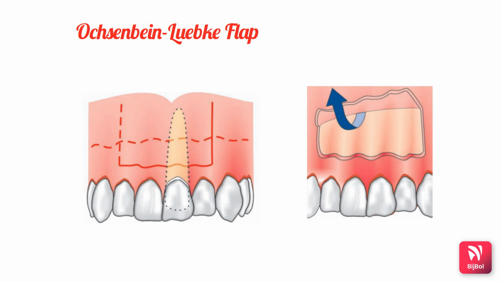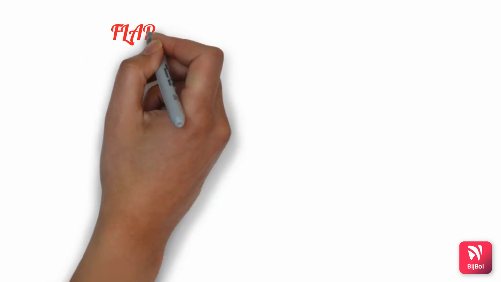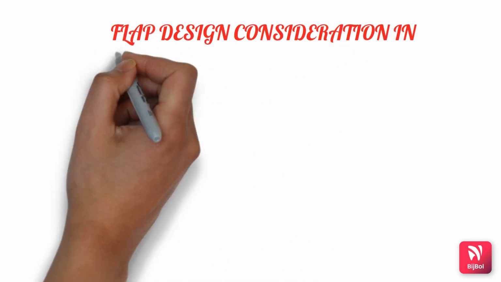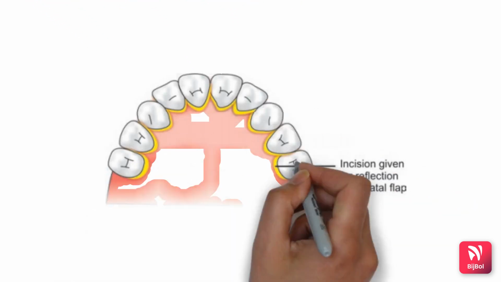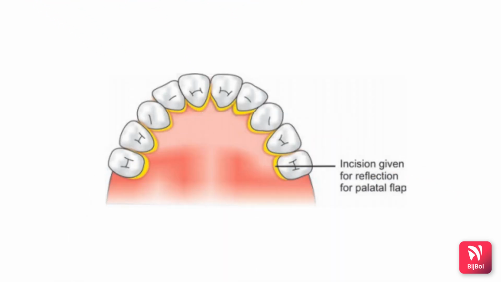Okay, now we'll see the flap design considerations in the palatal surgeries. Usually, these are indicated in surgical procedures for palatal roots of the maxillary molars and premolars for retrofilling, perforation repair, or the root amputation. And also in cases of the perforation or resorption repair of the palatal surface of the anterior teeth. And there are two type designs. One is the triangular, another is the horizontal.